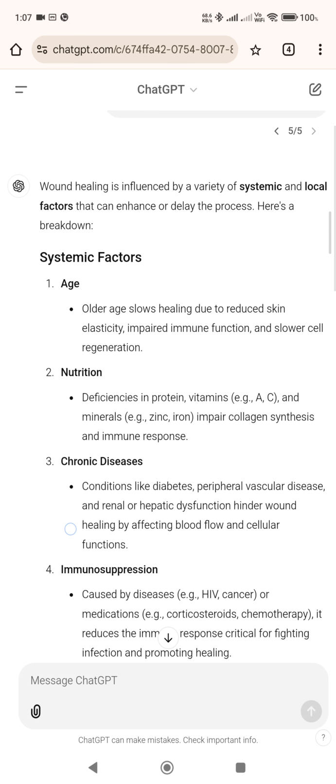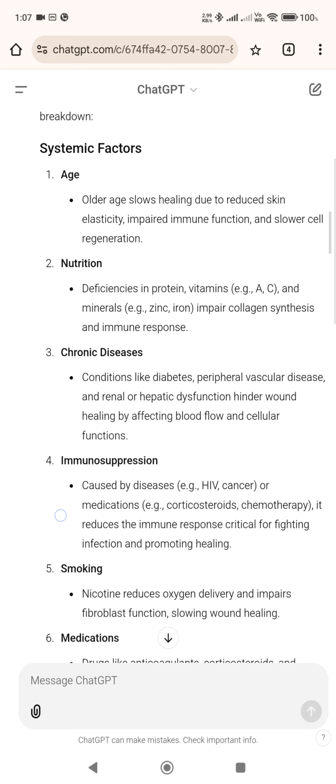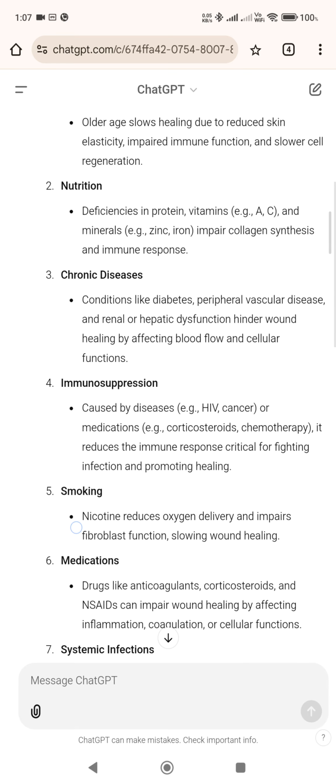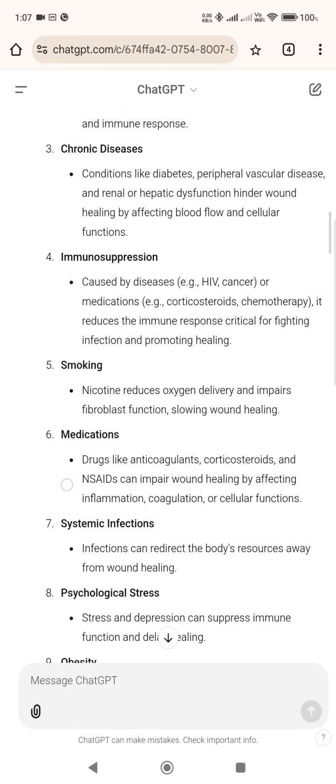2. Nutrition. Deficiencies in protein, vitamins, e.g., A, C, and minerals, e.g., zinc, iron, impair collagen synthesis and immune response. 3. Chronic diseases. Conditions like diabetes, peripheral vascular disease, and renal or hepatic dysfunction hinder wound healing by affecting blood flow and cellular functions.